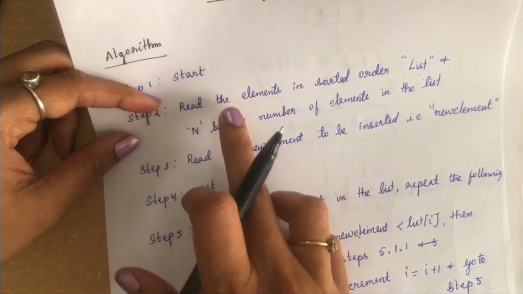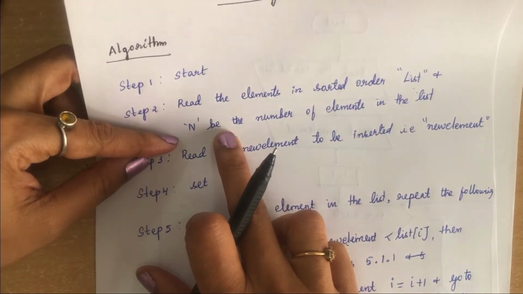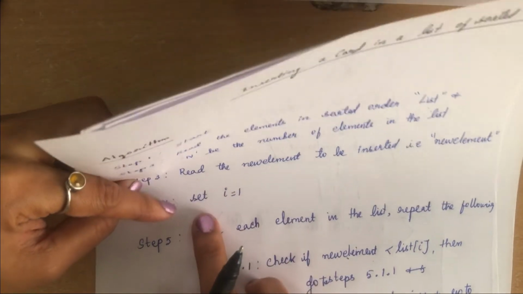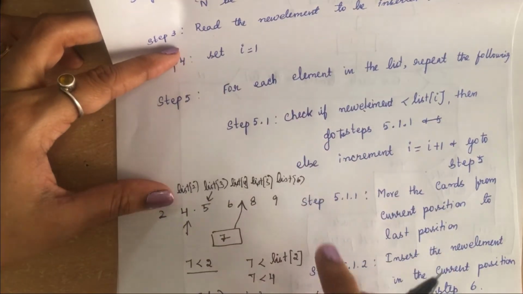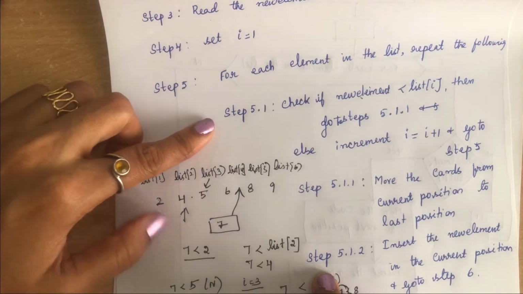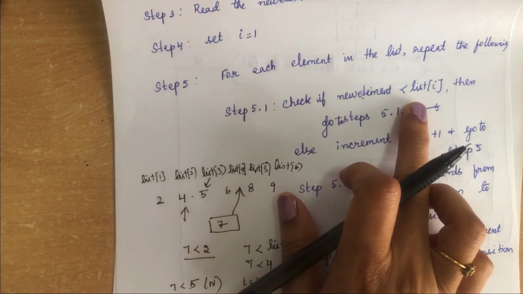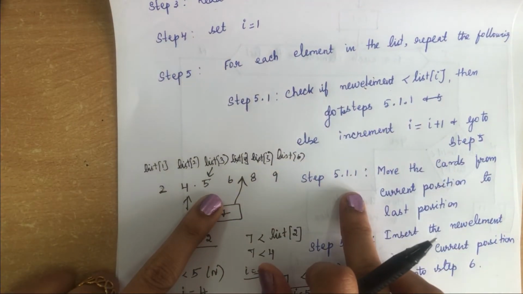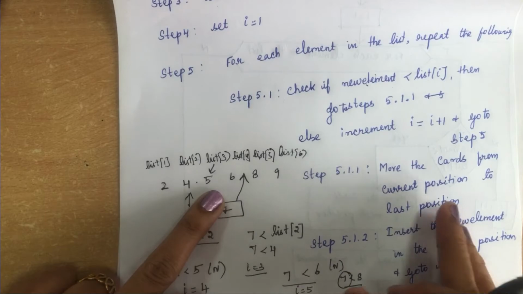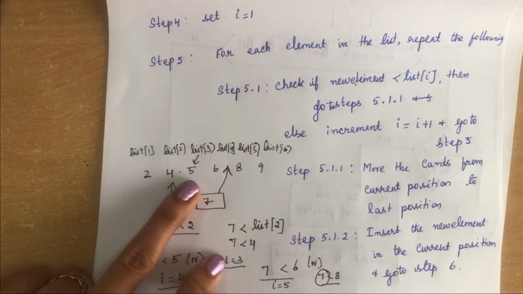First, to start, I'm reading the list. I'm reading the number of elements. I'm also reading the new element. I'm going to set I equal to 1. For each element in the list, I'm going to repeat step 5.1. In step 5.1, I check if the new element is lesser than list of I. If it is lesser, I'll go to step 5.1.1 directly, move the elements and insert the new element, and go to step 6.